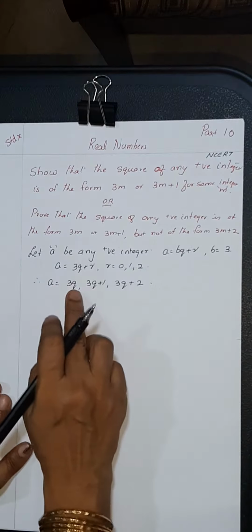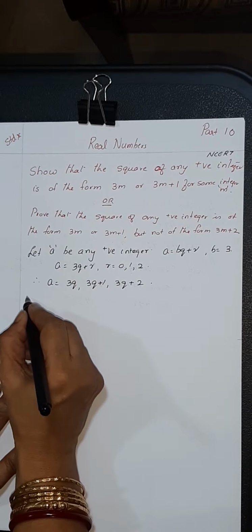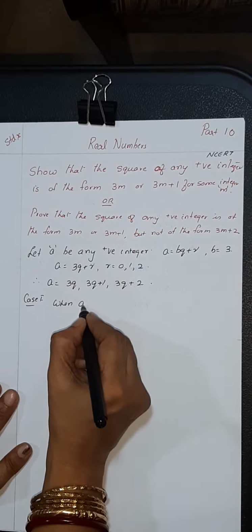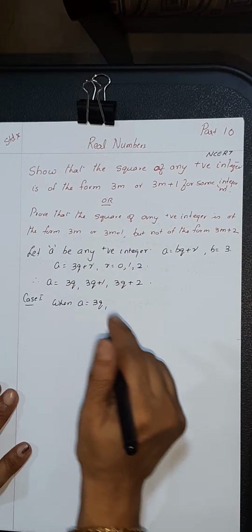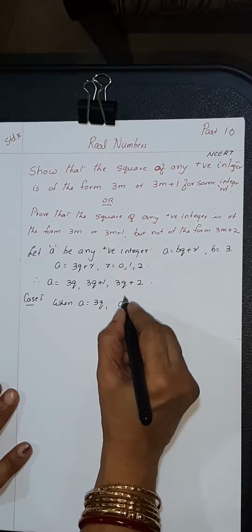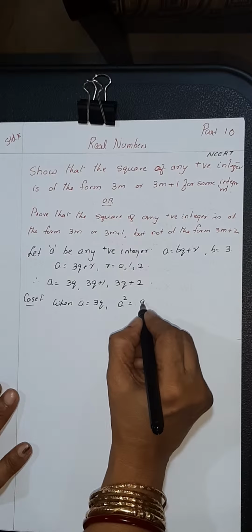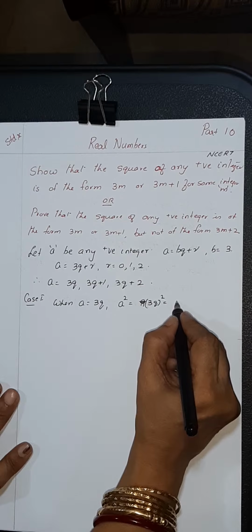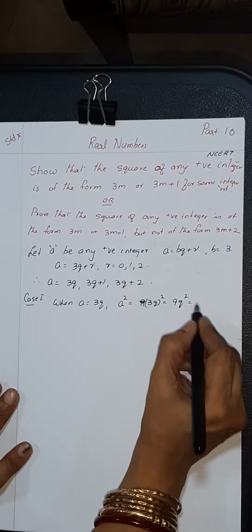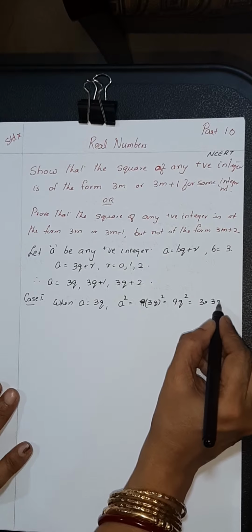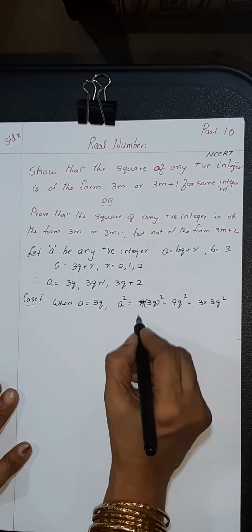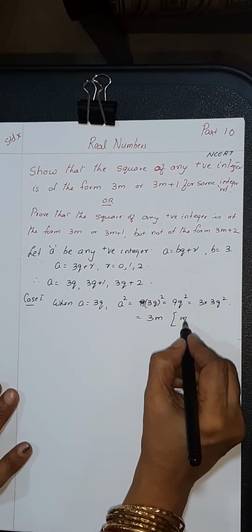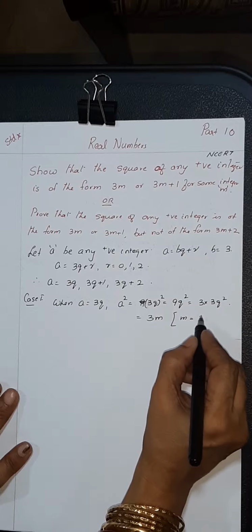So now when a is equal to 3q, we have to find a squared. Case 1, when a is equal to 3q, square of it. So a squared is equal to 3q the whole squared. So that equals 9q squared. You can write this as 3 into 3q squared. So this is equal to 3m, where m is equal to 3q squared.